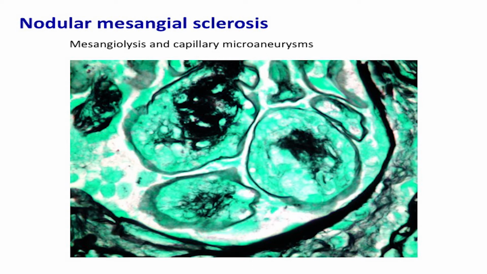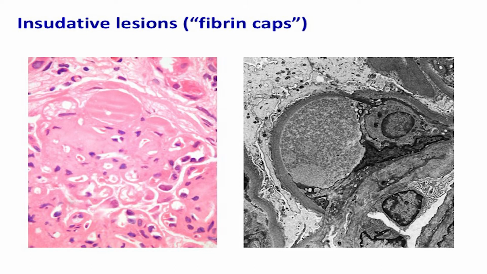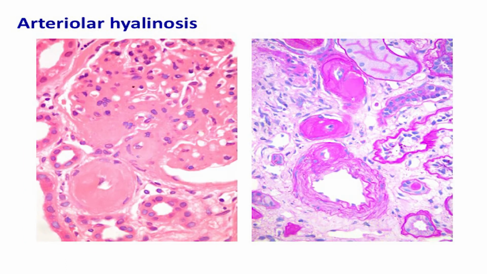The nodular sclerosis is seen against a background of mesangiolysis, breakdown in the mesangial matrix, unfolding of the capillary loops and capillary microaneurysms. There are also insudative lesions reflecting the endothelial injury. So these are accumulations of plasma protein-like material, which seen on EM look rather fuzzy and granular, between the endothelium and its basement membrane. At the same time, there is evolving arteriolar hyalinosis, seen here on the H&E and PAS on the right. So this is glassy thickening of the arteriolar walls.